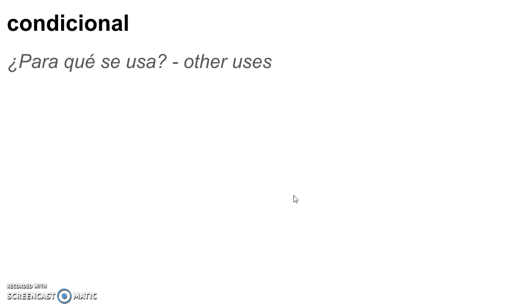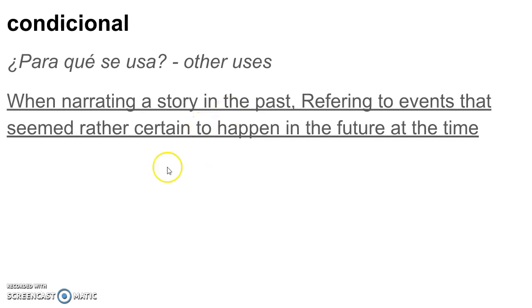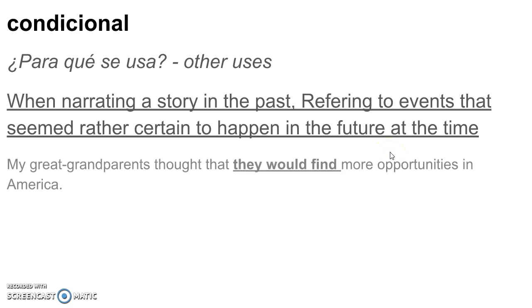All right, one more use. This is more complicated. You don't have to know this right now, but you will have to know this later this year. It's also used when you're telling a story in the past, talking about an event that seemed certain to happen in the future at the time in the past. So you're going to have to tell a story like this later this year. My great-grandparents thought that they would find more opportunities in America. So for your great-grandparents, this is kind of the future for them when they're thinking about finding those opportunities, but they're pretty sure it's going to happen.